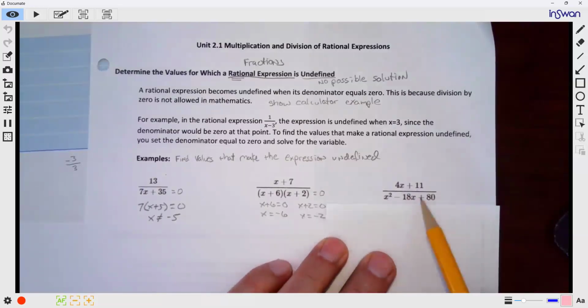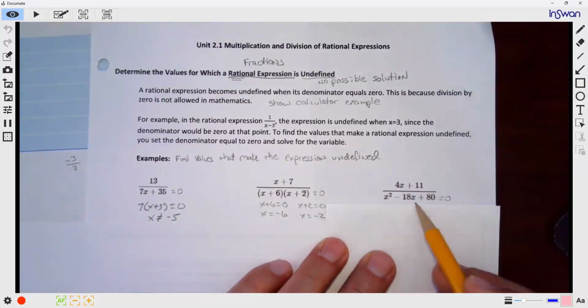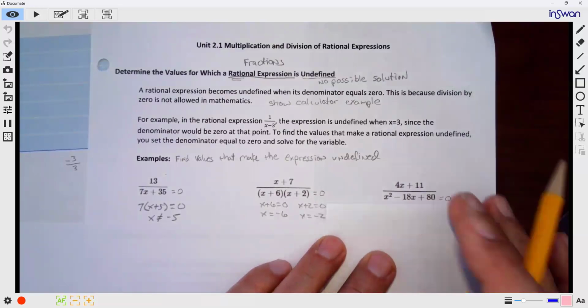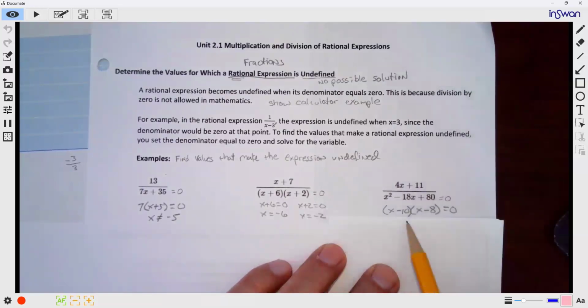I've talked about the importance of being able to factor. Take a look at this particular expression, and you can see that the denominator is quadratic. We're looking for values that make this equal to 0. So what would we do? We would set it equal to 0 and solve it. Being quadratic, what we have learned is to factor it. I'm not going to go through all the factoring. I'm just going to show you the factorization. Hopefully you can see how that came about.